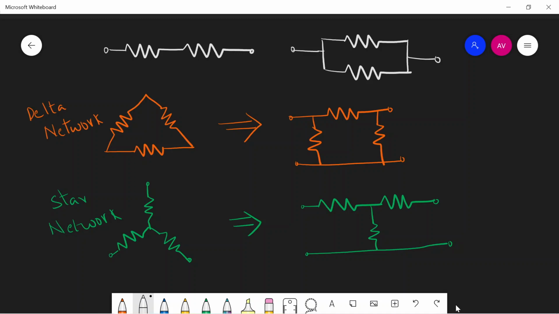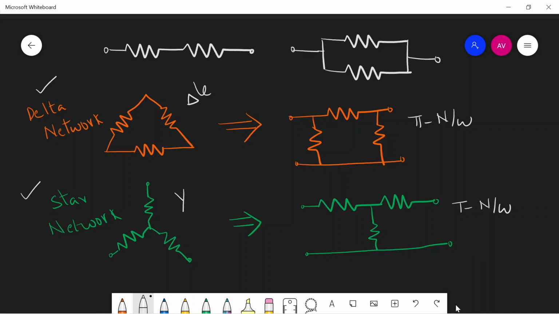Let us see here. An alternate way of representing a combination of resistors can be a delta network or a star network. This is how delta network will be represented. So an alternate form of representing delta network is like this. This is a pi network, and delta network has the symbol of triangle, and this is a star network. Star network has the symbol of Y. An alternate form of representing a star network can be a T network.